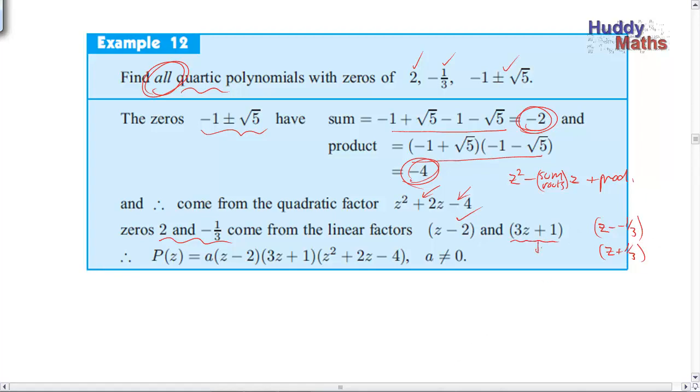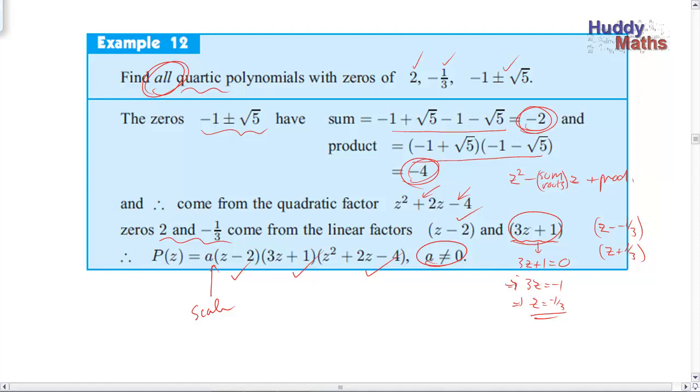Just note that this factor does give you a zero of negative a third. Just check that. So this is the preferred form here. If we wanted that to be 0, to give that zero there, then that's what we would do. All right, so let's put it all together now. The two linear factors, the quadratic factor, and don't forget your a, because this is the scalar where it's not equal to 0, so I should put that as well, representing the whole family.